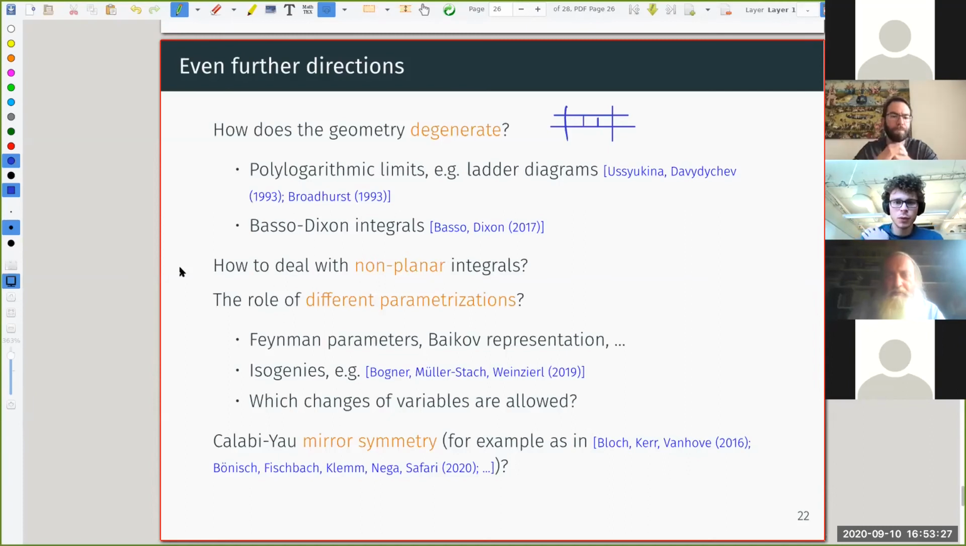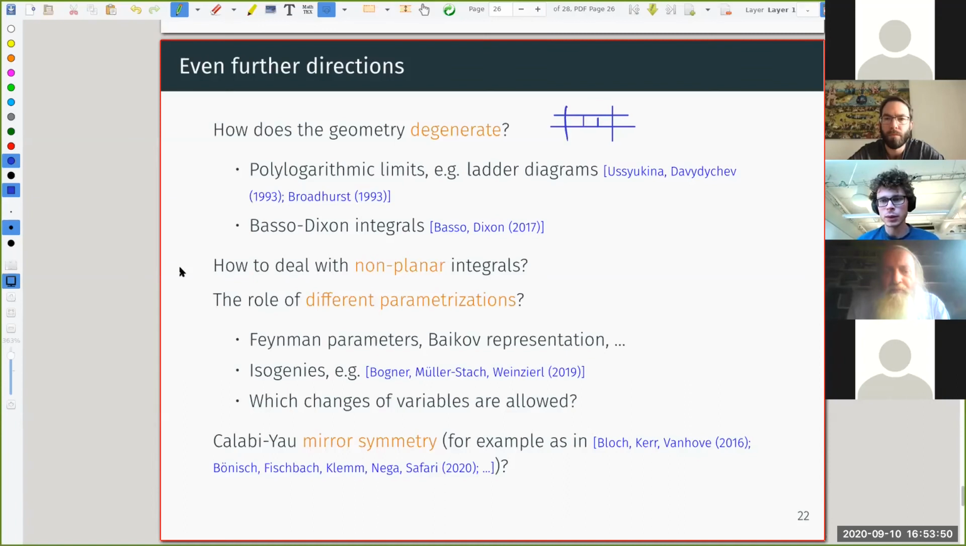And then, okay, another point is the role of different parameterizations. So we had this one example now, for this double box integral, where we did this construction in Twistor space, and we could actually compare it to the Feynman parameter way to get a geometry, to this direct integration method, and it turned out to be the exact same elliptic curve.